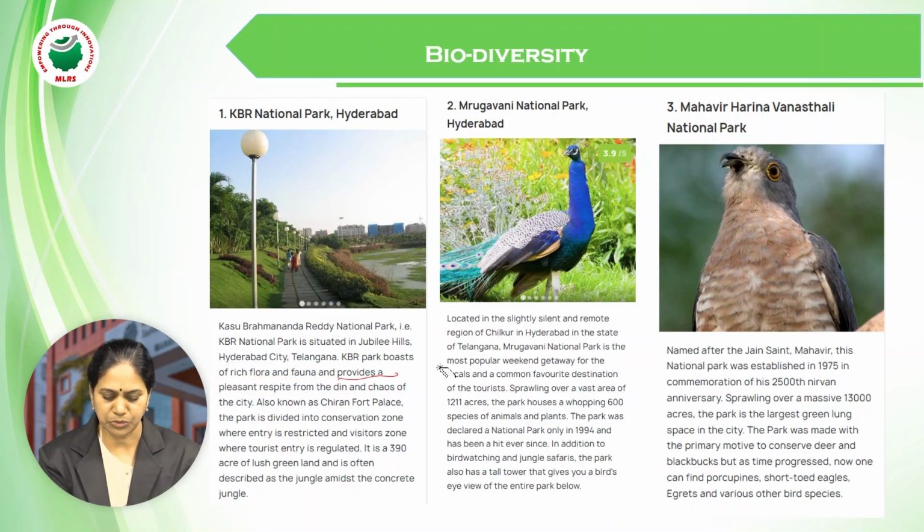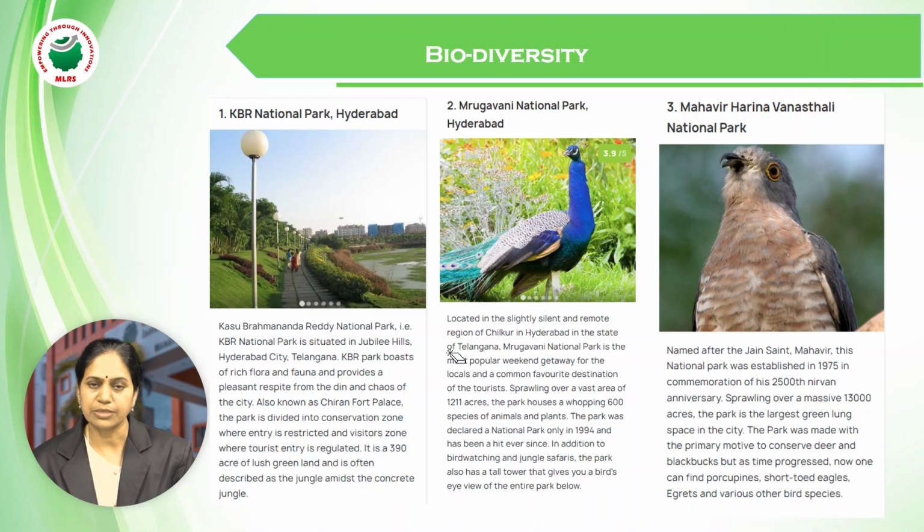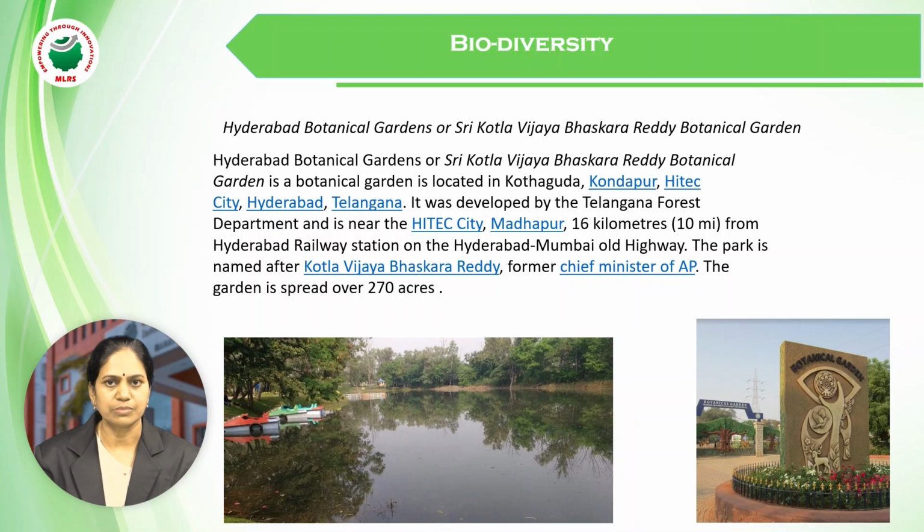Mrugavani National Park is near Chilkur, on the highway. It is a good recreation spot, you can say. Many school children are taken here, so they get an idea of the animals and the forest. That is Mrugavani National Park. And Mahavir Harina Vanasthali National Park is located in the city. So yes, they are important, and definitely they play an important role in conservation of biodiversity in the city. Okay, these 3.